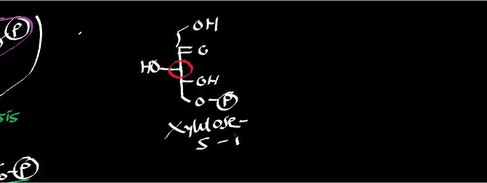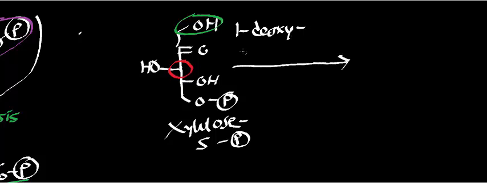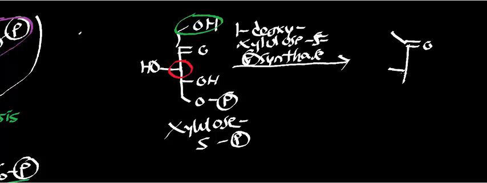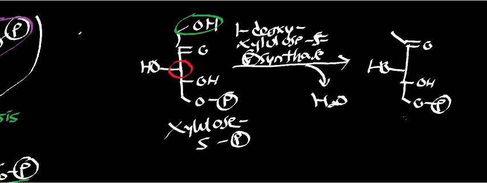So this is xylose 5-phosphate, and there's an enzyme that essentially removes this hydroxyl group right here. The enzyme is called 1-deoxyxylulose 5-phosphate synthase. And essentially what it generates is something that looks like this. This is 1-deoxyxylulose 5-phosphate. So we remove that hydroxyl group as water, and we generate 1-deoxyxylulose 5-phosphate.